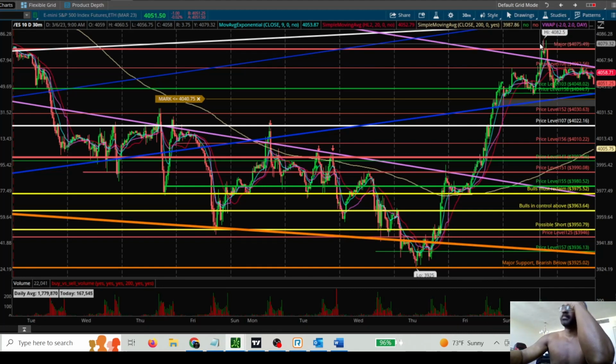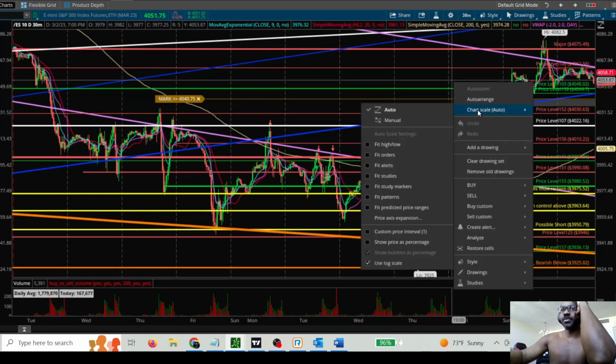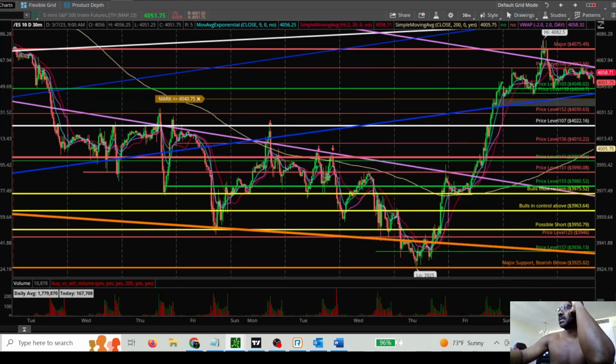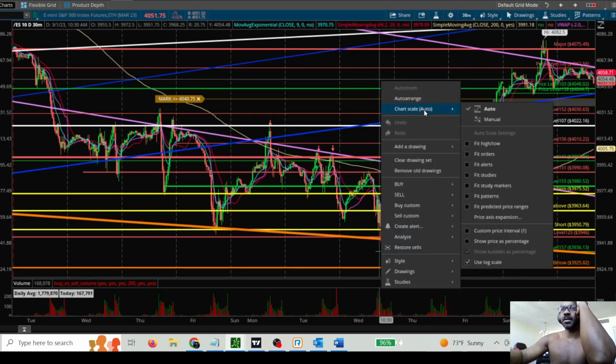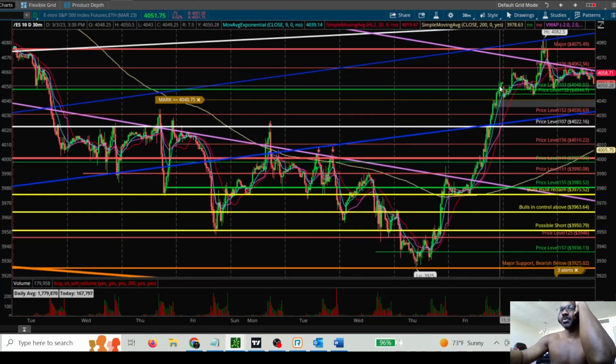And again, this one is using log scale. This one is not. So, I don't know. If I take log scale off here, there it is. That's how it's supposed to look. At least, I don't want to say supposed to, but this seems to make sense.